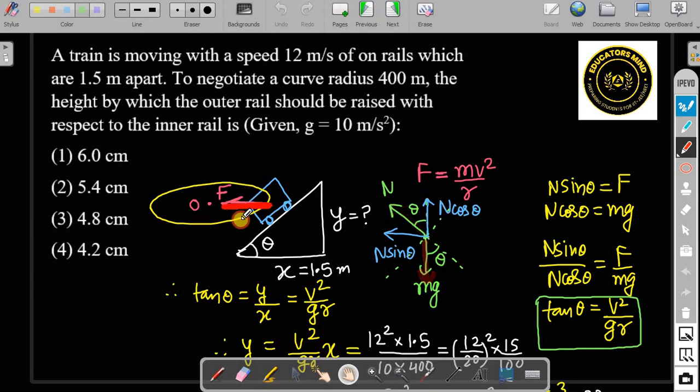The only force that should act towards the center is the net force. It is the centripetal force, right? This is the net force. Now if you see, we need to resolve the normal. The normal becomes N cos theta and N sin theta, and mg. So vertically it has to be balanced.